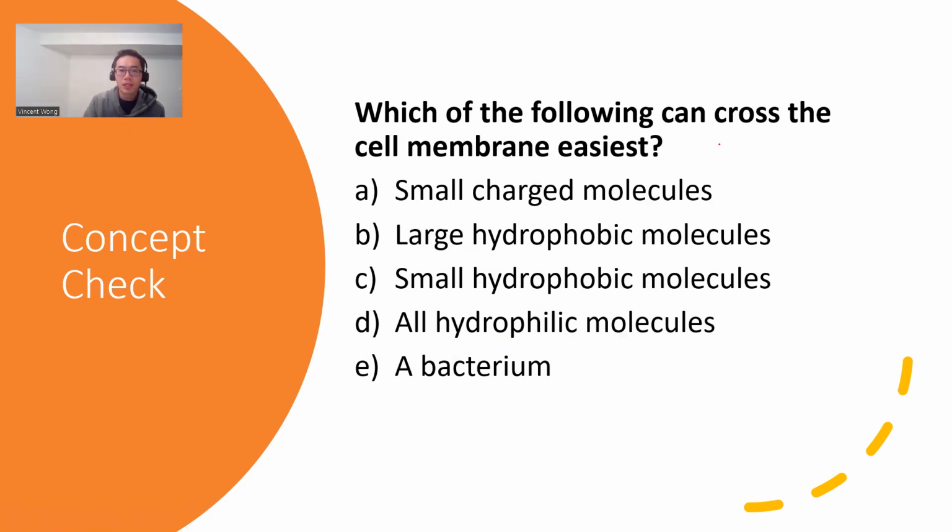Which of the following can cross the cell membrane easiest? Okay, so we want something small, right? So if it says large, then that's not the case. Okay, hydrophilic stuff also have trouble crossing it. Okay, charge also have problem crossing it. Remember, if it's charged, the best way to bring them in is through the channel proteins, right? The tunnels, right? Bacterium is really big. For those of you who don't know, bacterium is one. Bacteria, it's many. So the correct answer is this. If it's small and it's hydrophobic, we can bring them in easily.